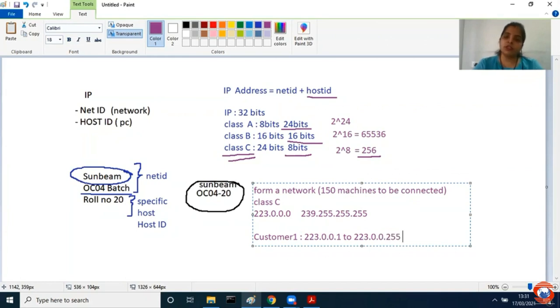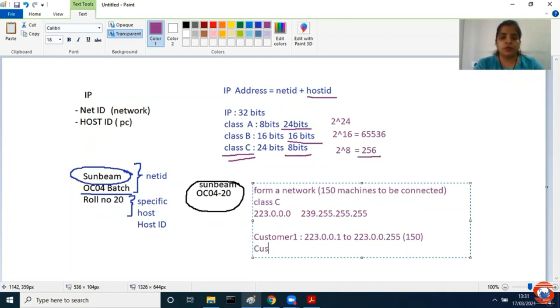223.0.0.255. वो मैक्सिमम रेंज मुझे 255 तक का ही देगा, बिकॉज मेरा रिक्वायरमेंट क्या है? 150. कैन आई ऑक्यूपाई 150 इनटू दिस रेंज? मींस पहला मशीन को आई विल गिव 223.0.0.1, सेकंड मशीन 223.0.0.2, थर्ड मशीन 223.0.0.3 and so on and so forth.